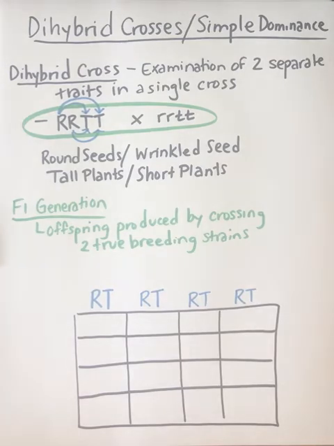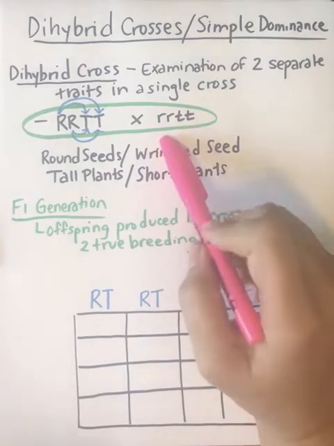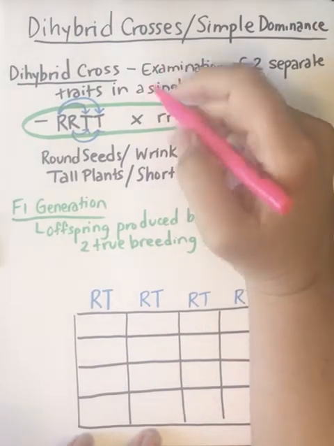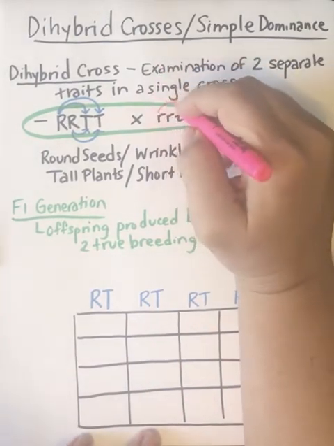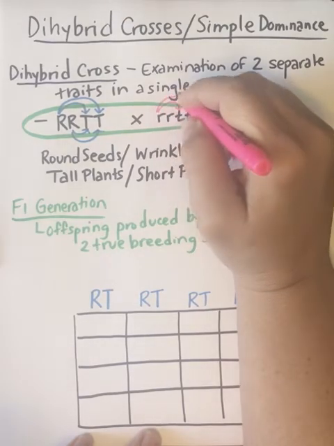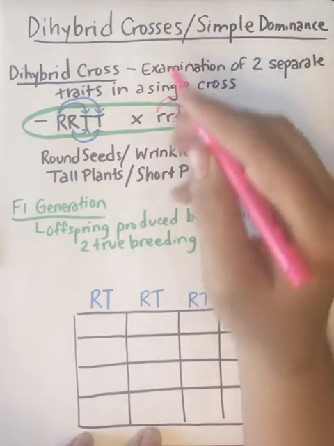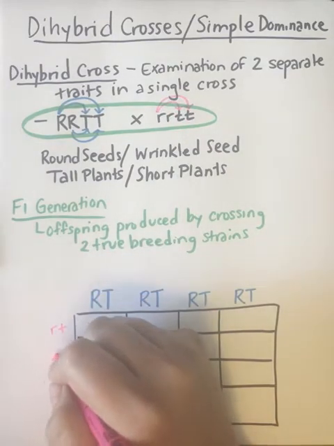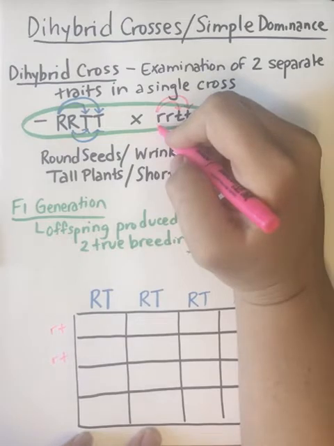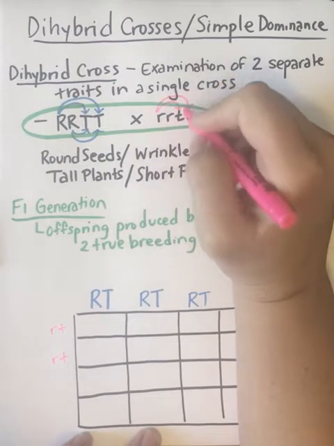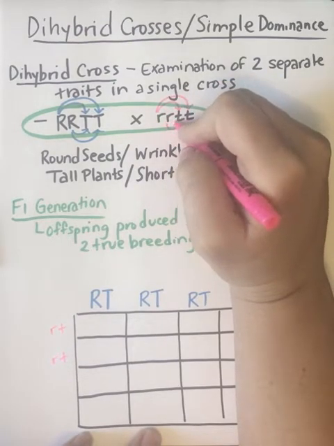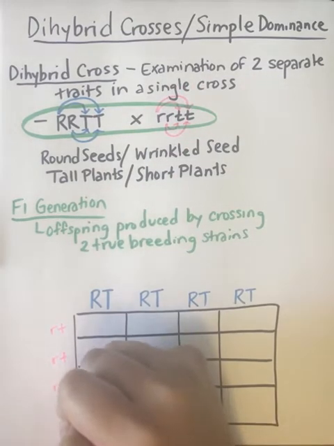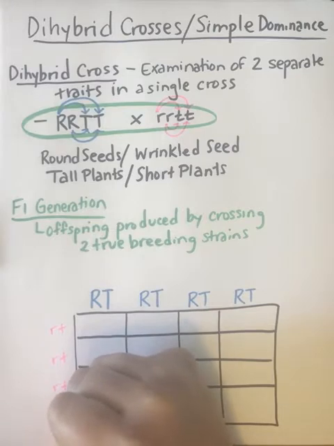Now you do the same thing for your homozygous recessive wrinkled short plant. So the first little r can randomly assort with the little t, and then the second little r can randomly assort with the next little t, 1 and 2. So you have little r little t, little r little t, and you do the same thing on the bottom. So 1, 2, and then you go to the second r, 3 and 4. So you can get little r little t, little r little t.